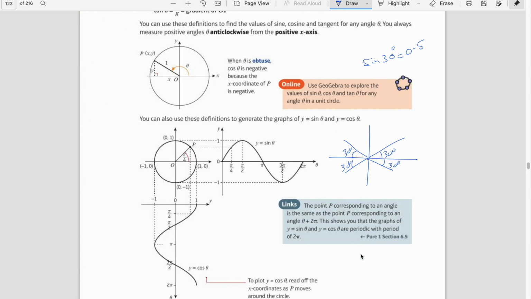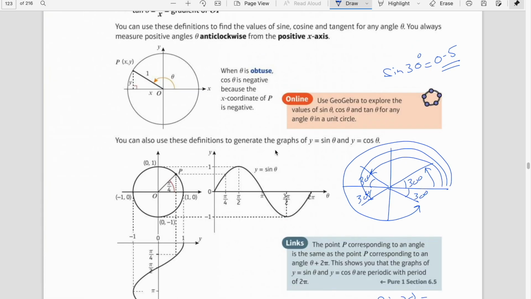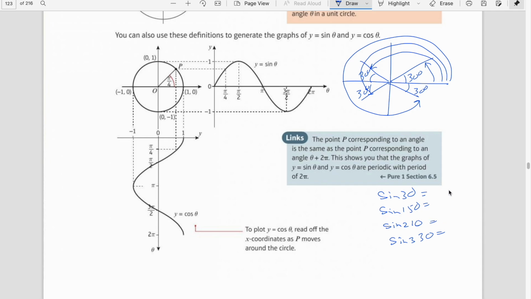I now know what the angles would be. First angle is sine 30. That's right here. Second is 150, so sine of 150. Third is 180 plus 30, that is sine 210. And last is 30 less than 360, which would be sine 330. So I've already checked the value of sine 30, which is 0.5. So all of these four will have 0.5, but with a difference in sign.